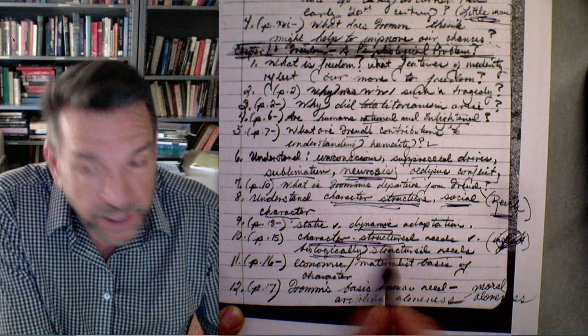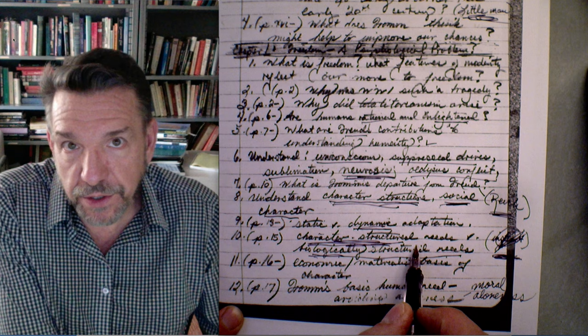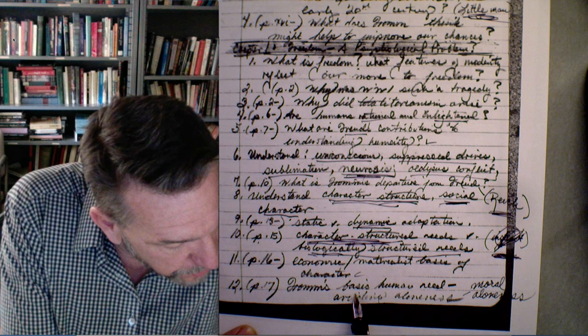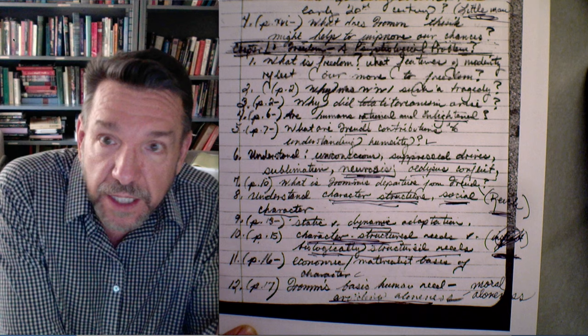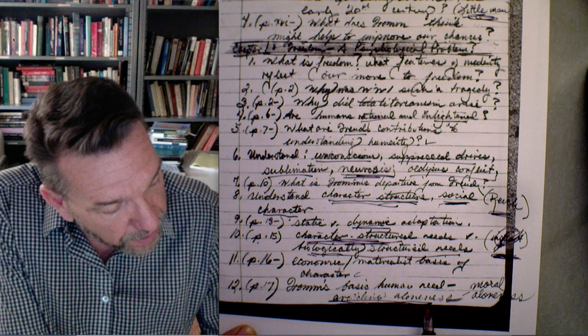And so this is the replacement of biologically structured needs by character structured needs. Okay. So Fromm's notion is that because we're fundamentally social, we can't become selves without society, and that we can't sustain ourselves as selves without society, that our fundamental need is to avoid aloneness, right? To avoid aloneness, on page 17.